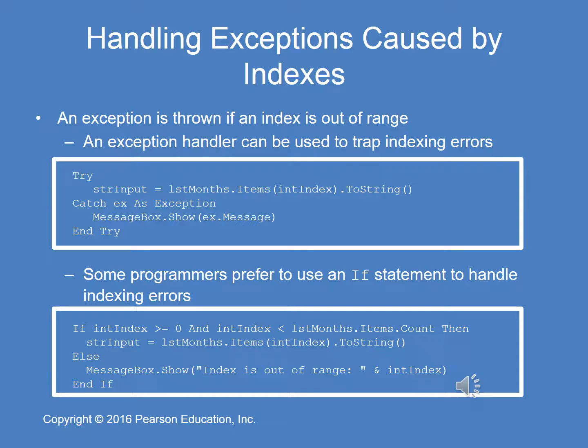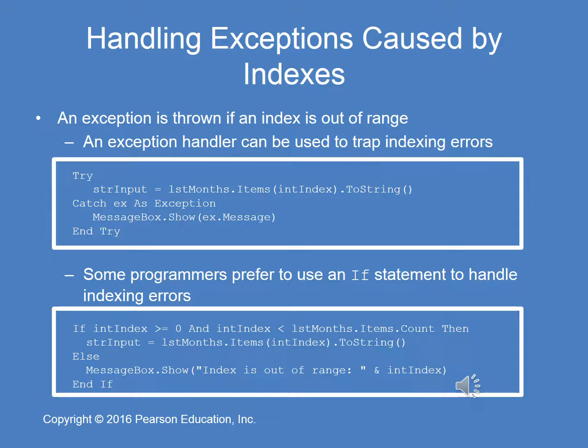This can be done with a try-catch block or with a series of if-else statements. In the first example, try, we're trying to convert a certain index number, which would be the value stored in index, to a string. If the value of index references a non-existent index number, we're going to show whatever error message that is.